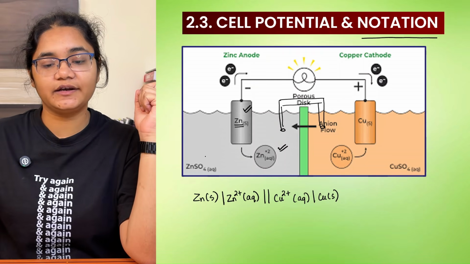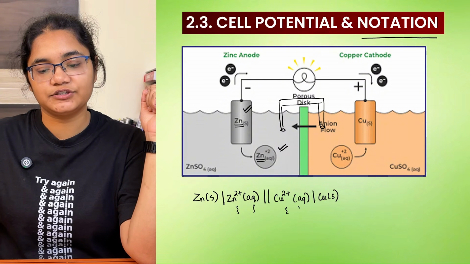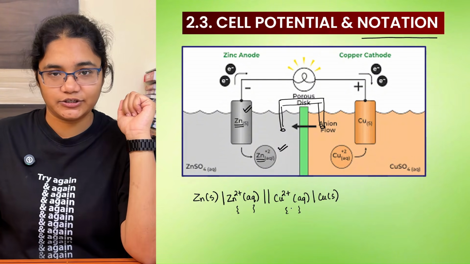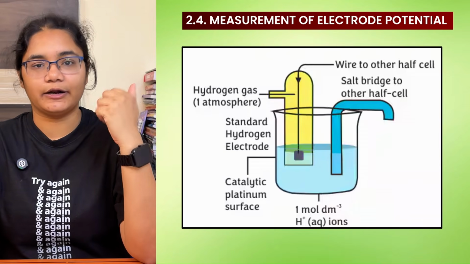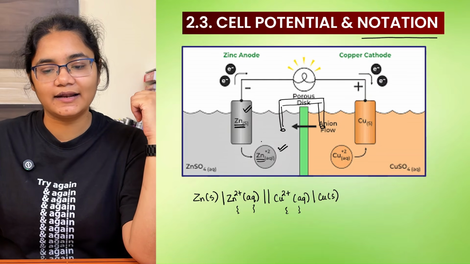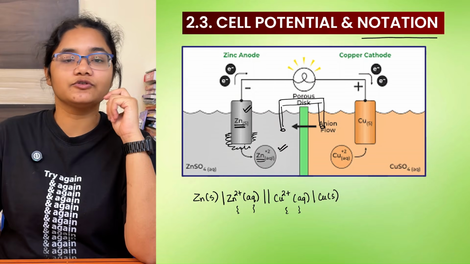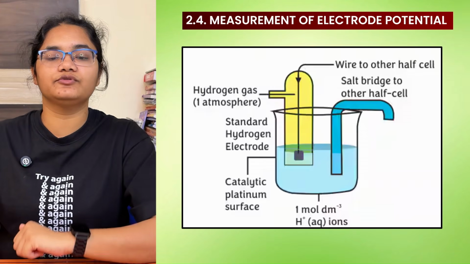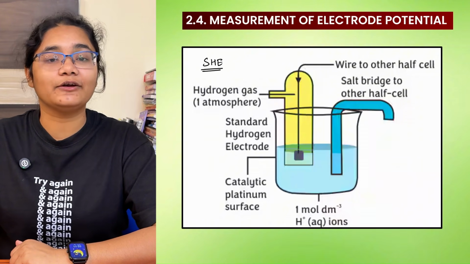Sometimes when the concentration of the ion is different, the concentration is also mentioned in the cell notation. Clear? Okay, now we will discuss how do we measure the electrode potential. I told you that there is a potential difference between this Zn and the electrolyte. There's a potential difference here, but how do we measure that? To measure that, we use something called SHE, that is standard hydrogen electrode.